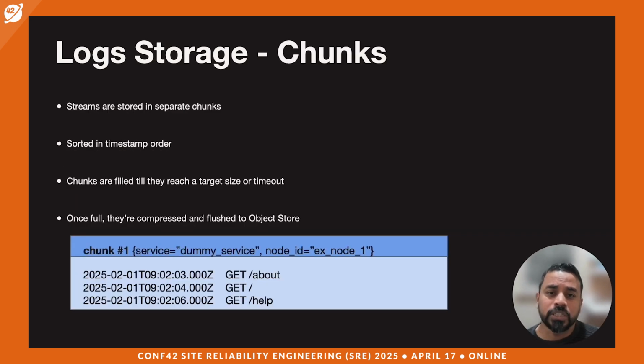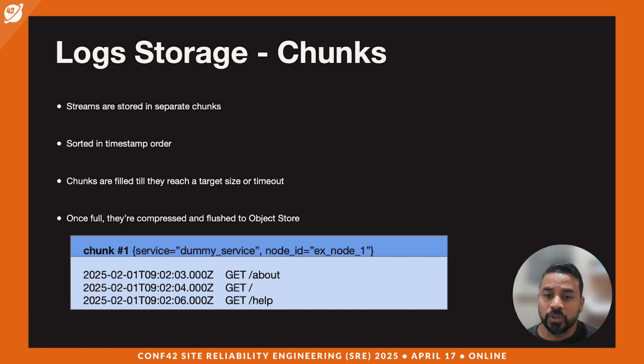Now, let's talk about how Loki stores logs efficiently. Logs in Loki are grouped into chunks based on their label set. Here is how this approach works. Each log stream is stored in separate chunks. These chunks are sorted in timestamp order. A chunk continues collecting logs until it reaches a target size or a time marker.